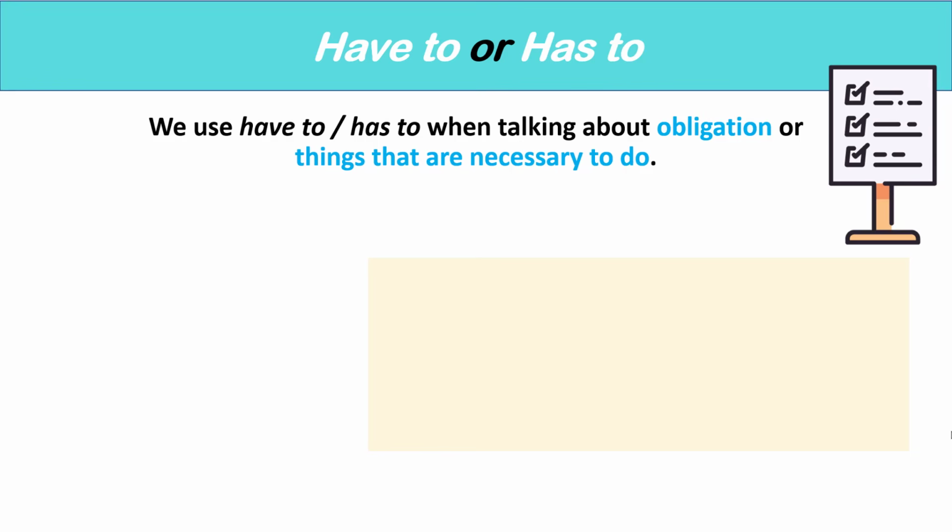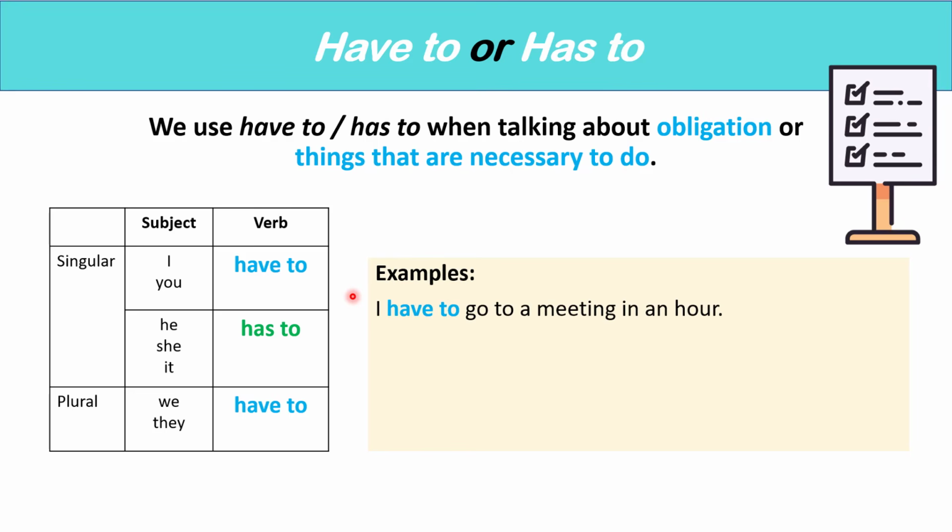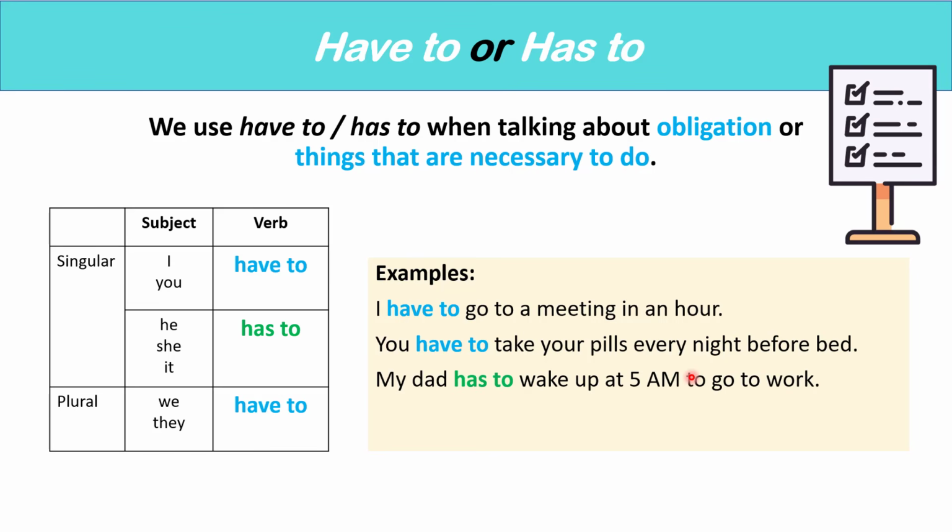We use have to and has to when we are talking about obligation or things that are necessary to do. For example, I have to go to a meeting in an hour. You have to take your pills every night before bed. My dad has to wake up at 5 a.m. to go to work. She has to move out of her apartment by July.